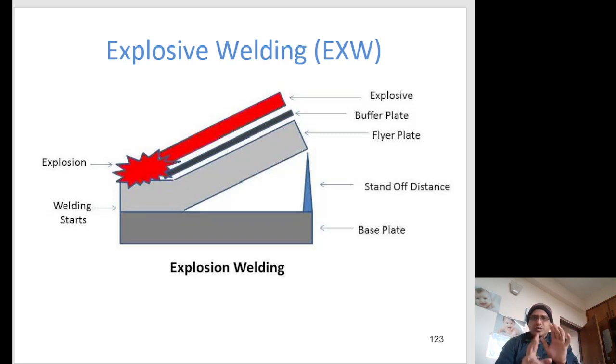Suppose you have to join two plates. This explosive welding technique is a solid state welding technique, as I told earlier, because there is no diffusion of the plates. There is no liquefaction of the plates. The plates are only plastically deformed, and the plates are joined metallurgically. In the next slide, I'm going to give you some advantages and disadvantages of explosive welding.